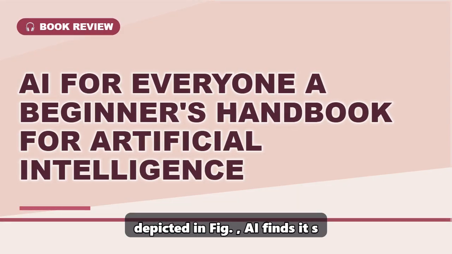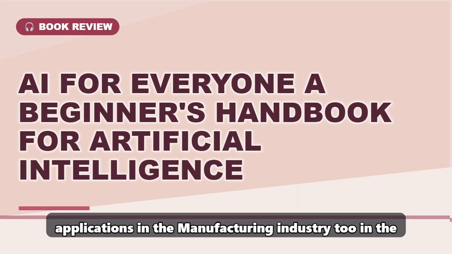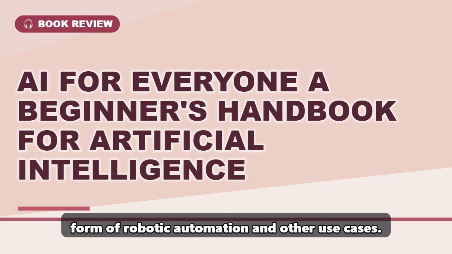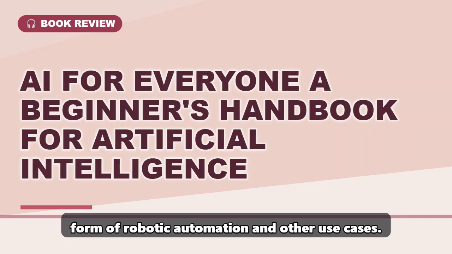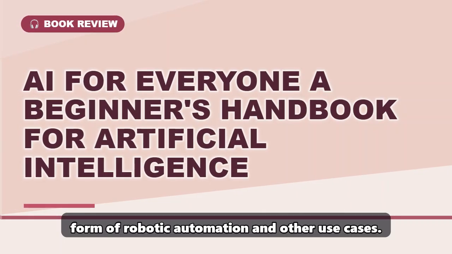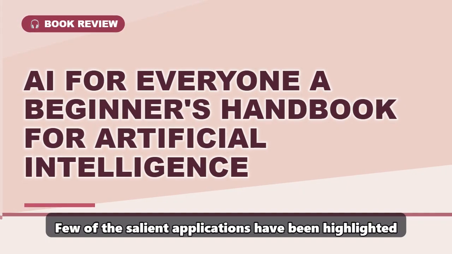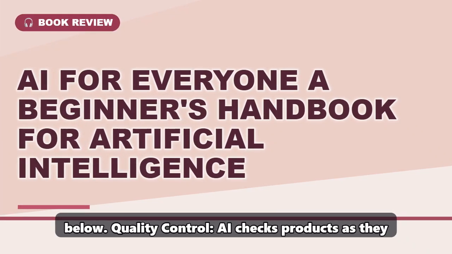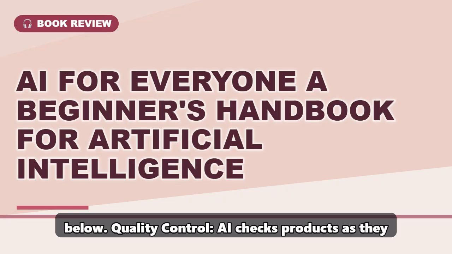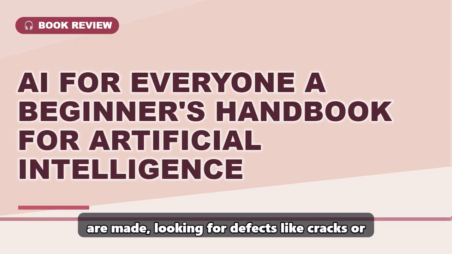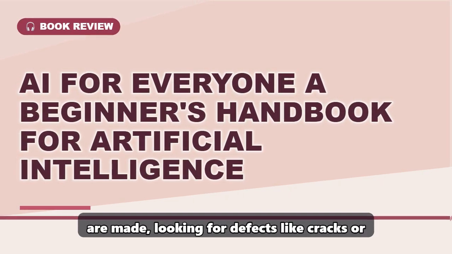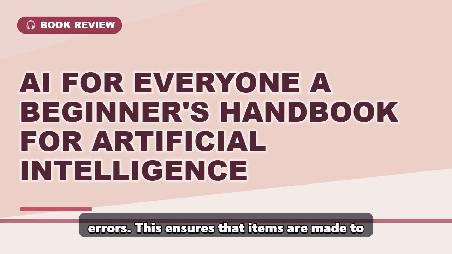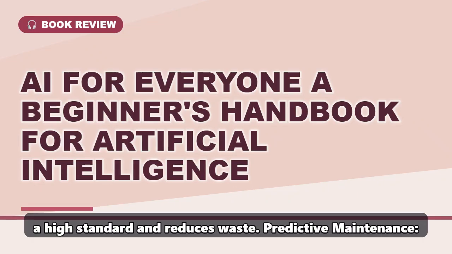Manufacturing as depicted in Fig. AI finds its applications in the manufacturing industry too, in the form of robotic automation and other use cases. Few of the salient applications have been highlighted below. Quality control. AI checks products as they are made, looking for defects like cracks or errors. This ensures that items are made to a high standard and reduces waste.